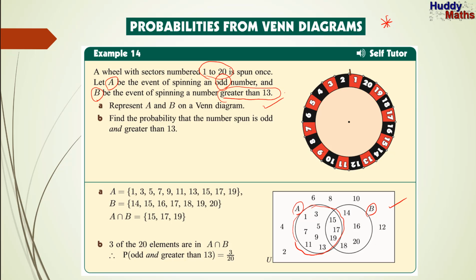So we've got 13. No, greater than 13, so we're going to start at 14. 15 is odd, so that overlaps. 16 is even, so that's not in the odd circle. 17 is odd. 18 is not. 19 is in there because it's odd. And 20 is there. Greater than 13, up to 20.